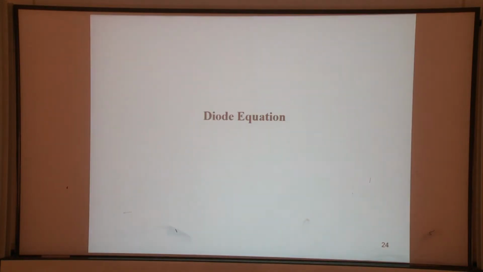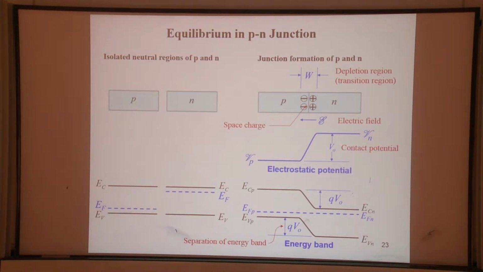Okay, so let me go back to this page. Basically, if you dope more heavily, the voltage drop will be higher. This is just a qualitative statement. If you dope the P-type more heavily, the Fermi level will move further downward, right? And if you dope the N-type more heavily, it will go up. So when they contact together, the separation will be much higher. So when you dope more heavily, this voltage will be higher. Yes.